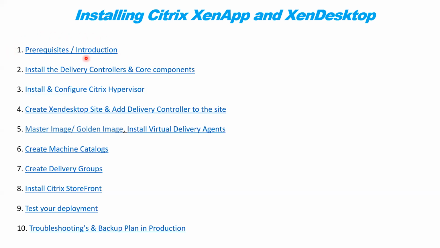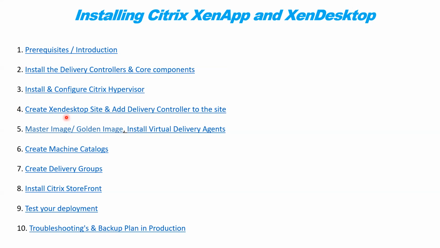From the next session onwards we will go with the core practical things, like how to configure the delivery controller and other core components, meaning license, studio, director, or whatever it is. In the third one I will let you know how to configure the hypervisor. In our case we are going to use the Citrix hypervisor.